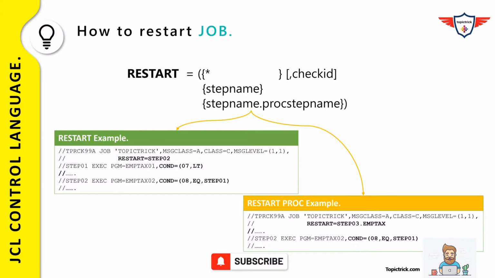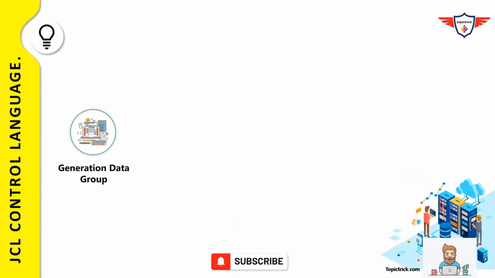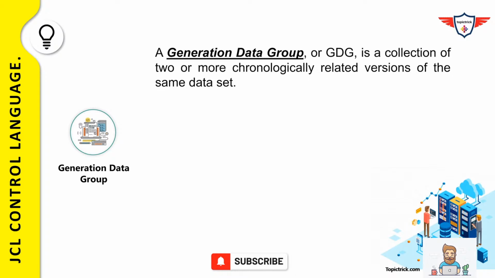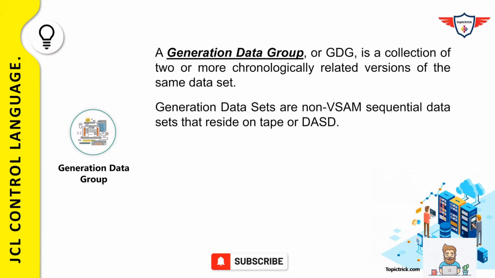Ladies and gentlemen, now let's talk about generation data group or GDG. In layman's terms, a generation data group or GDG is a collection of two or more chronologically related versions of the same dataset. Generation data groups are non-VSAM sequential datasets that reside on tape or DASD. Generation data groups are generally used to maintain the backup of critical data, for example, monitor transactions. And if something goes wrong, you can easily restore the data from the backups and redo the processing.